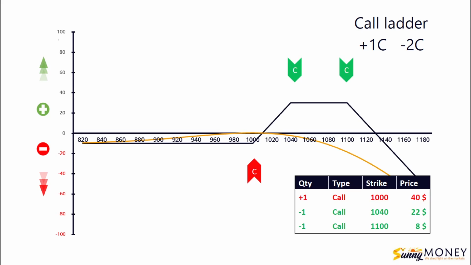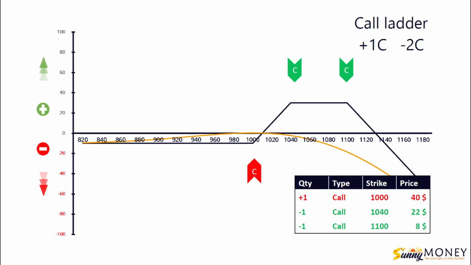If the ladder is made with puts, the position is hedged on the upside. If the ladder is made with calls, the strategy is protected on the downside. In this example, we buy a call at strike 1000 at the price of 40, and we sell a call at strike 1040 at the price of 22, and another call at strike 1100 at the price of 8.